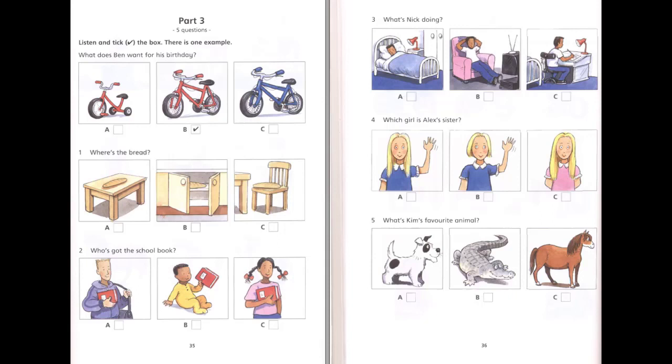1. Where's the bread? Where's the bread? I can't find it. Well, it isn't here on the table. No. And it isn't in the cupboard. Look, it's on the chair. Who put it there?